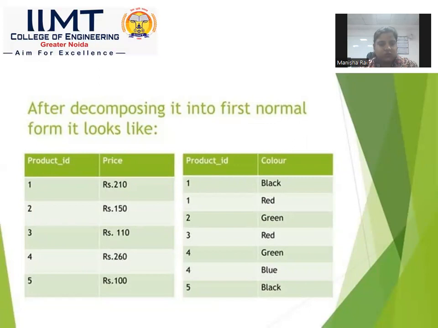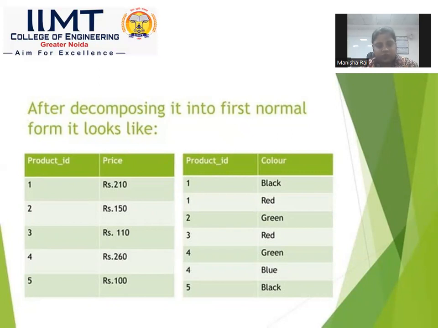In the first table, make an entry of product ID and price, and in the second table, make an entry of product ID and color. In the first table, our product ID will be our primary key. In the second table, product ID and color both will be combined and we get a new composite primary key with a combination of product ID and color. As you can see, now we have removed multiple entries in the same row.